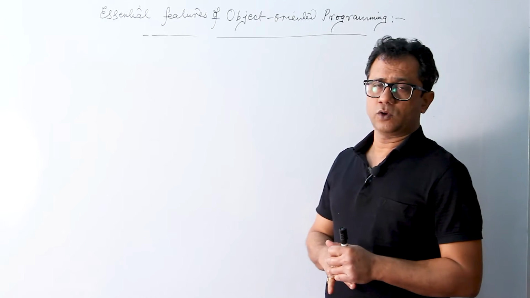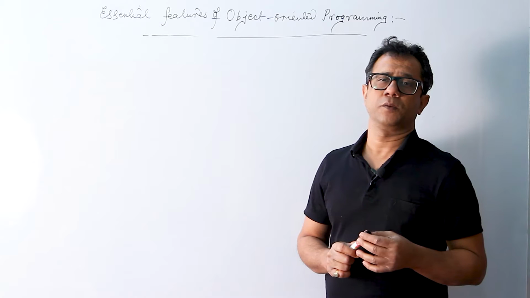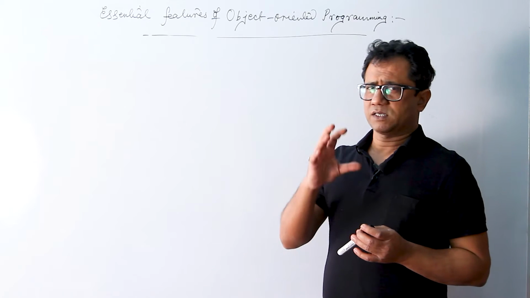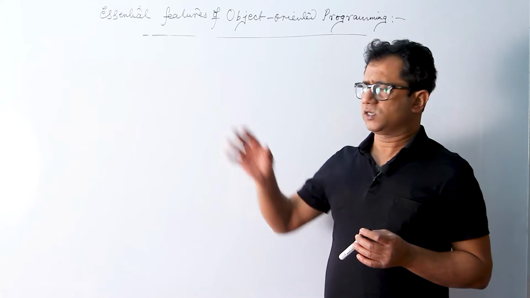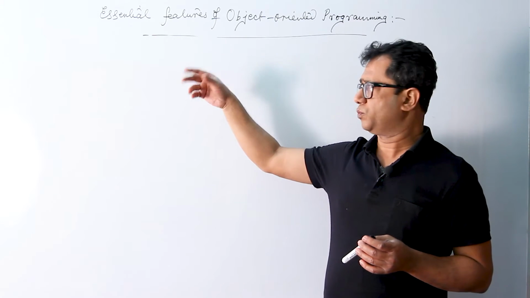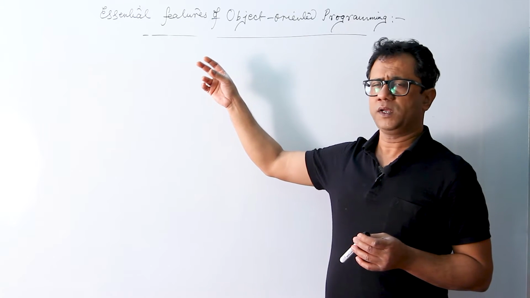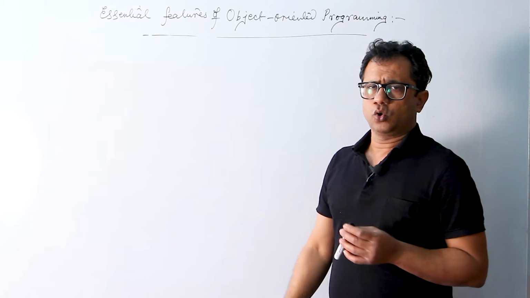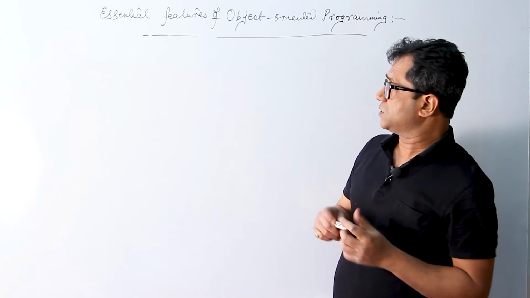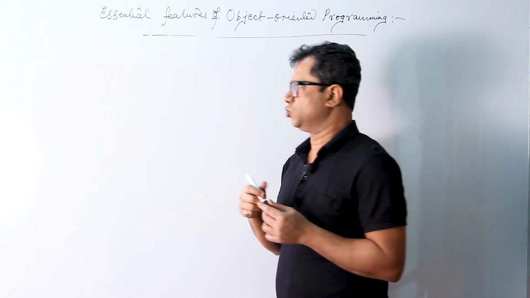Hello friends, in this video I am going to explain some essential features of object-oriented programming. So object-oriented programming has some essential features. We will enumerate those features one by one and explain each feature of the object-oriented programming paradigm. I will write them down and get back to you.